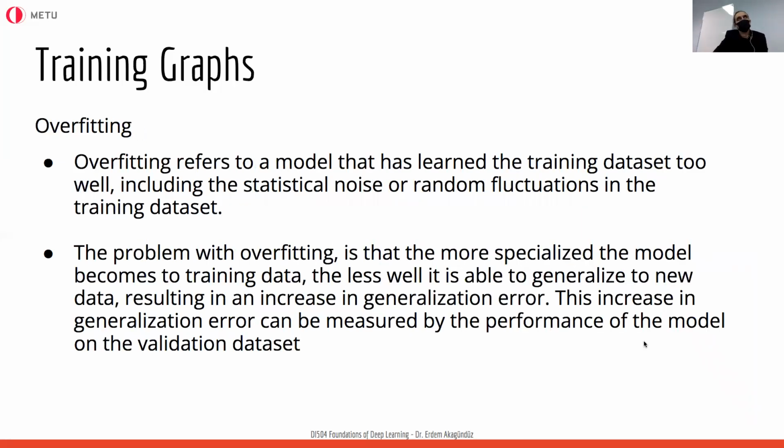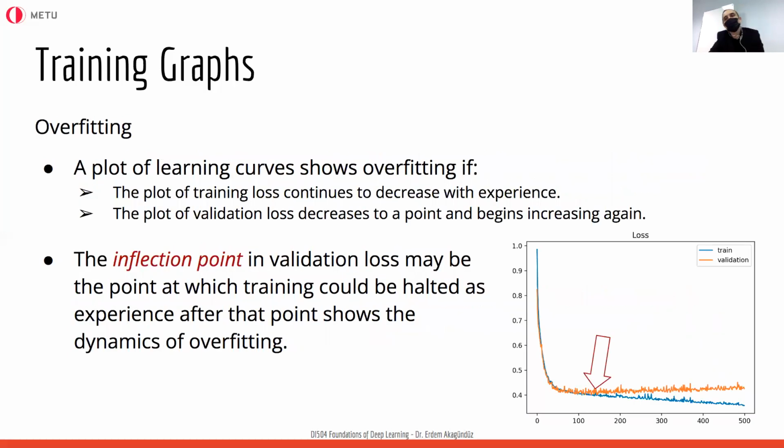Let's get to overfitting then. Overfitting refers to a model that has learned the training set too well so that it is doing badly with the validation set. So the problem with overfitting is that the more specialized the model becomes to training data, the less good it becomes with the validation data. And in real life, we have the validation data. So how do we experience this?